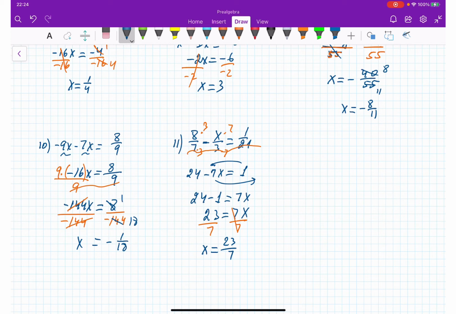Question number 12. All right, we are given numbers. This is something different. So we are given a set of numbers, 0.35523.